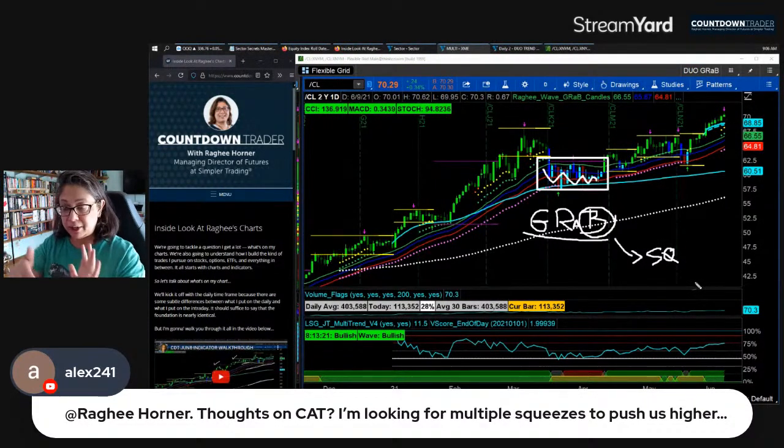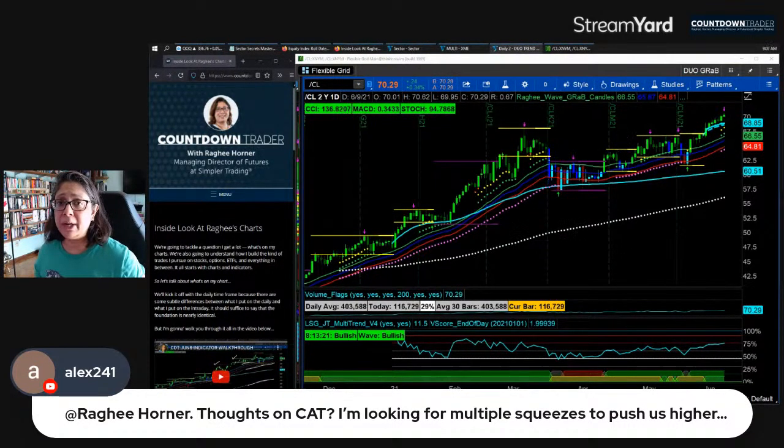It's stuck in a range. It's being compressed. It's consolidating. It's accumulating, whatever the verbiage is that you want to use. But I look at that as the precursor to a potential breakout. So, that's the way I would look at it.